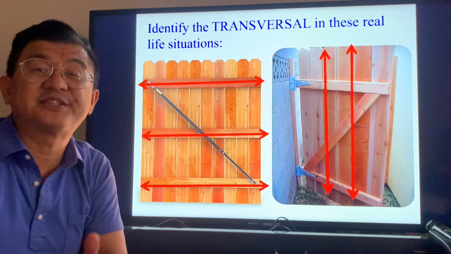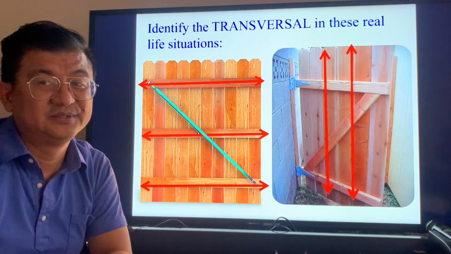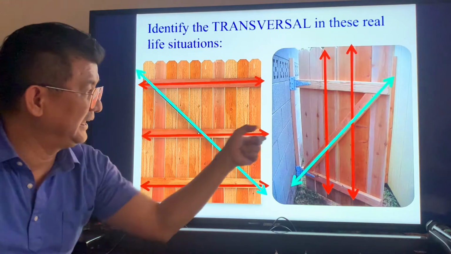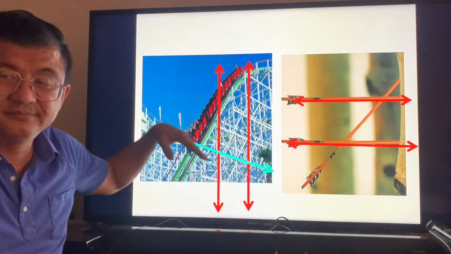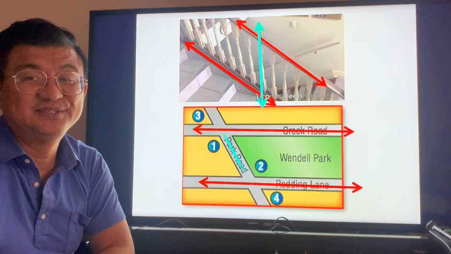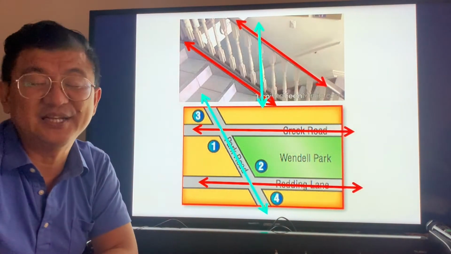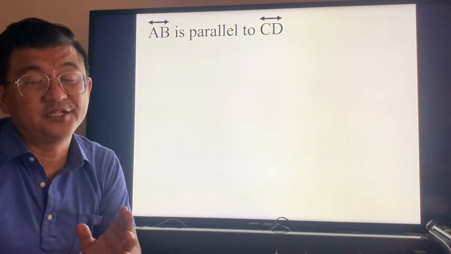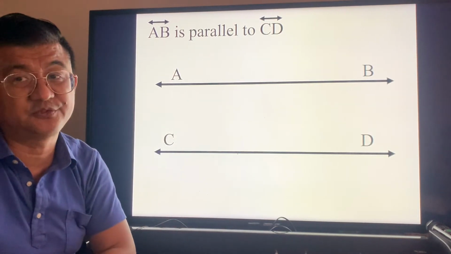Now, from the previous example, can you see the transversals? That's one. That's another one. This one, correct, and that one. That's a transversal. And on the road, this intersection is also called a transversal. AB is parallel to CD. So these two lines are parallel, and I'll put a transversal.